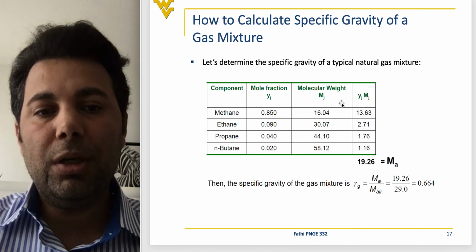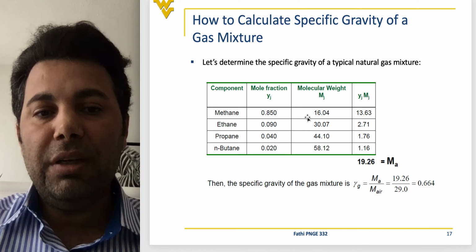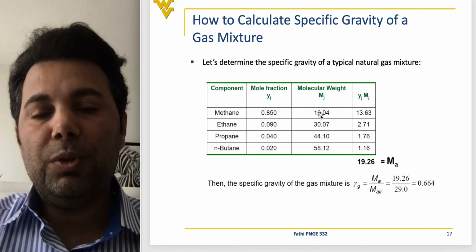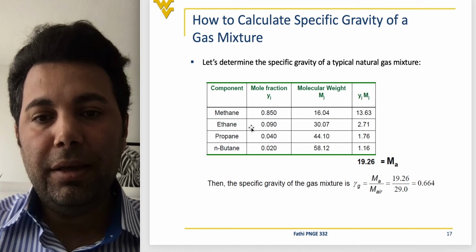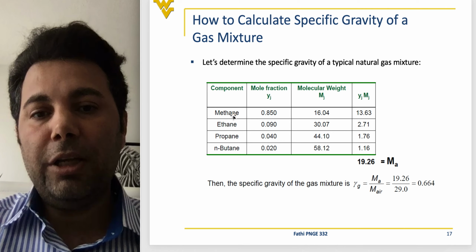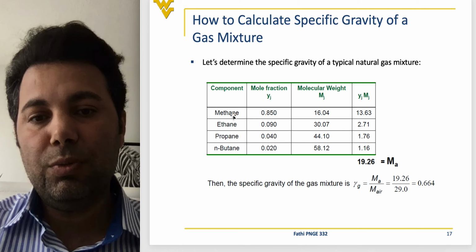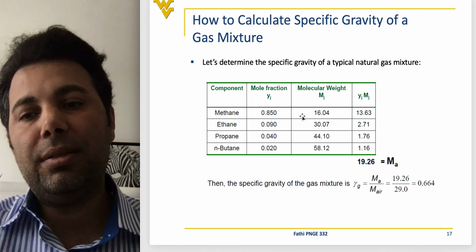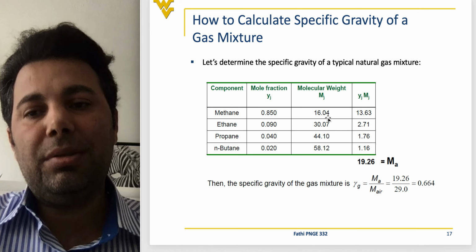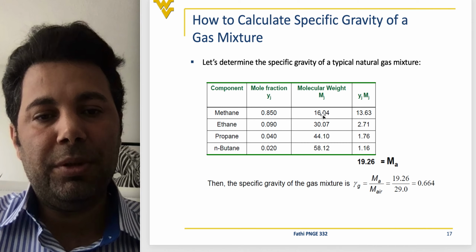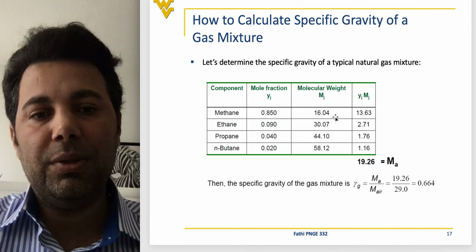So what is the molecular weight of these components? We either know them or we can read them from the end of the book, Table A. For example, methane, I know it's CH4. Carbon is 12, hydrogen is 1, so it's 16. To be precise, it's 16.04. But 16 is okay for our purposes as well. The exact number is 16.04.